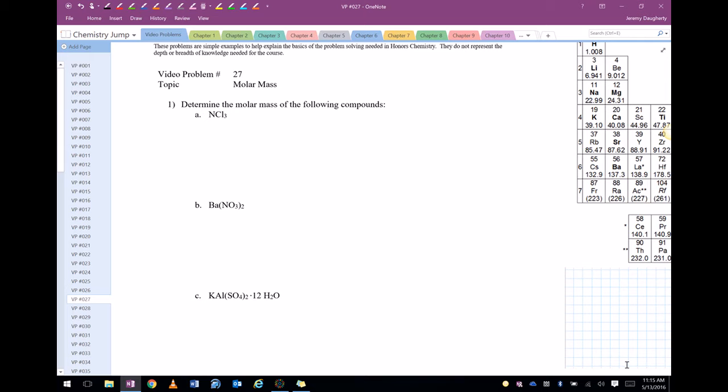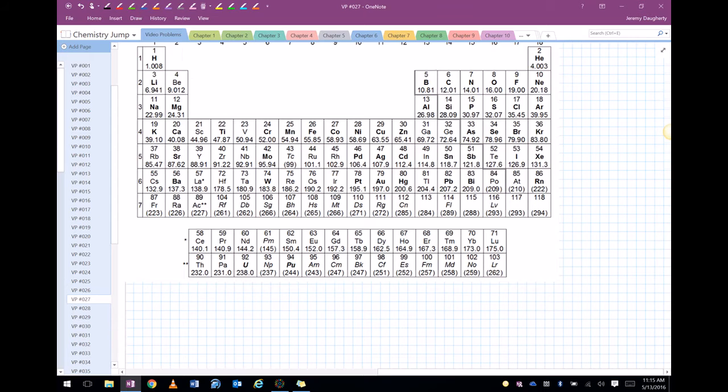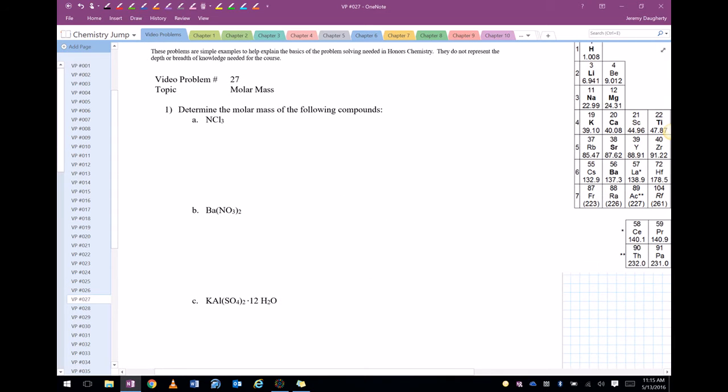Video problem 27. This is dealing with molar mass. Let's see what we've got to do here. First of all, you'll need a periodic table. So here's my periodic table. Determine the molar mass of the following compounds.